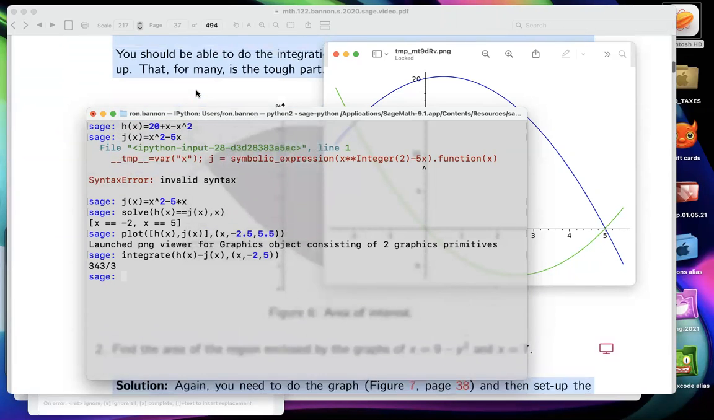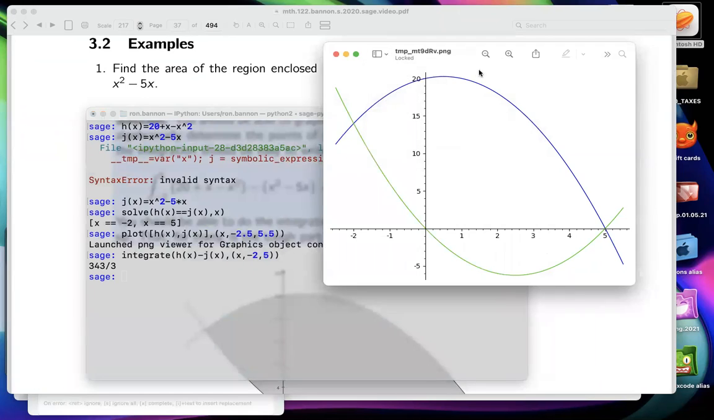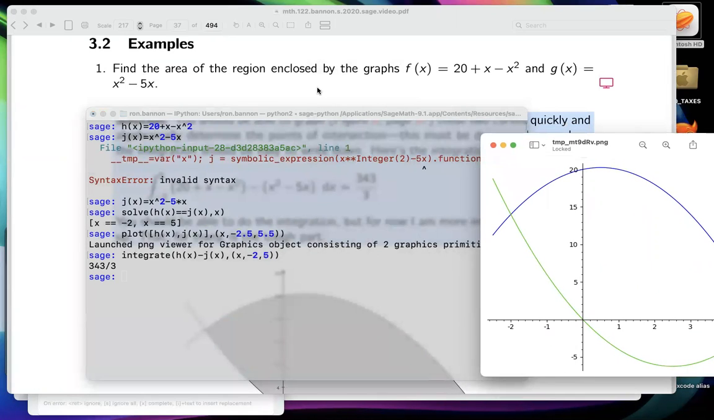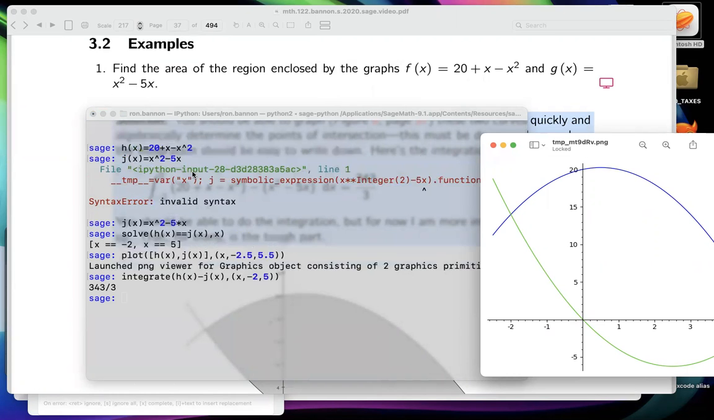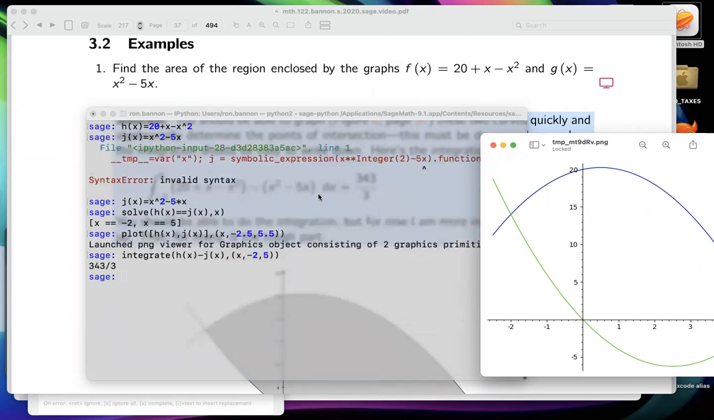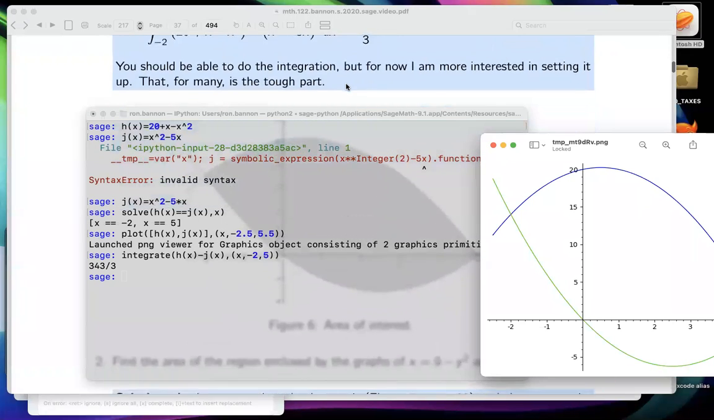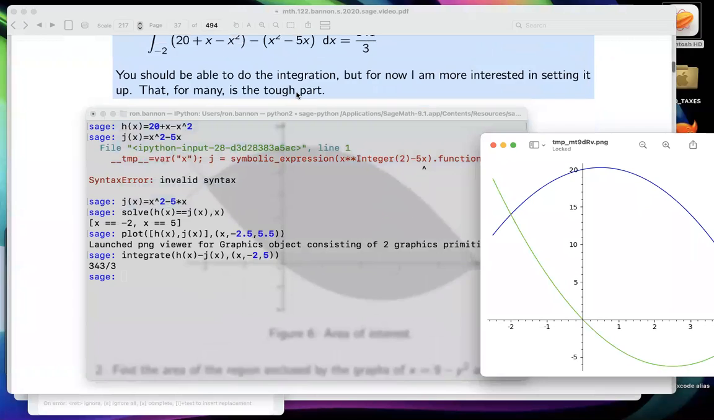So let's say, did I do that problem in class? Yeah, I did. I find the area of the region enclosed by 20 plus x minus x squared. Well, I'm using different notation. I didn't call it f, I called it h, and I called g j. Not much different to me. Anyway, I went through the process. I graphed it. I like my grapher better. And did I get the same answer? Yeah, look at this over here.